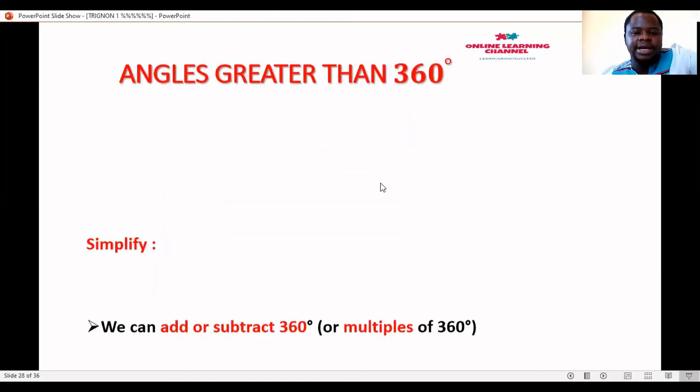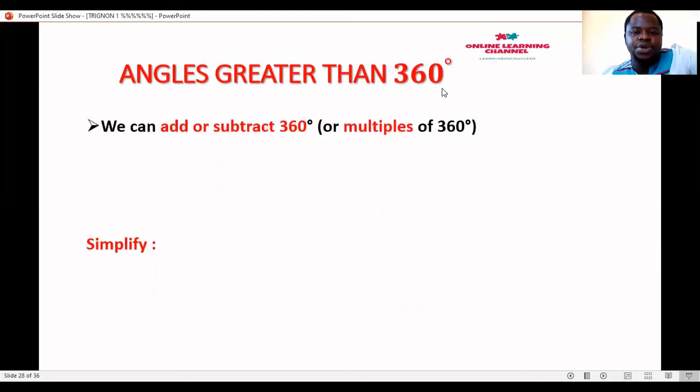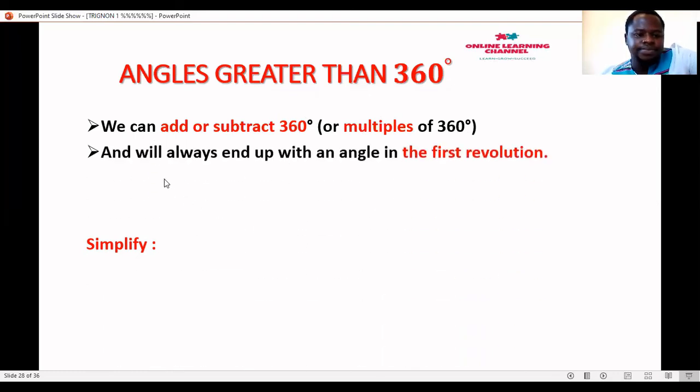So angles greater than 360 degrees, what do you do if you have got such angles? We can add or subtract 360 or multiples of it. Whenever you're given an angle which is higher, you can subtract to get in the range of 360. So we'll always end up with an angle in the first revolution.